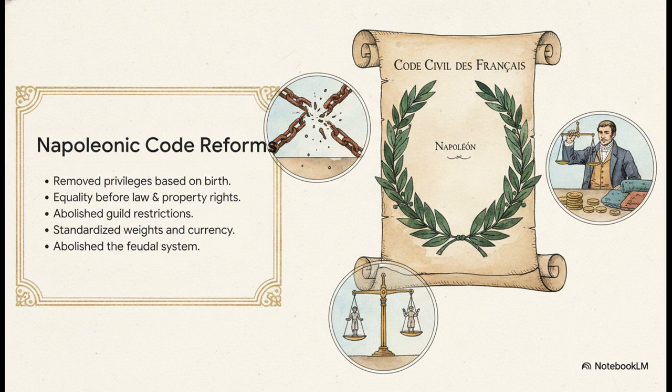Check these out. He completely removed all societal privileges based on birth, establishing true equality before the law and securing property rights. He abolished restrictive guilds, which opened up the market and really helped consumers. He standardized weights, measures, and created a common currency to make trade seamless across different regions. And, incredibly importantly, he abolished the oppressive feudal system, finally freeing peasants from serfdom.